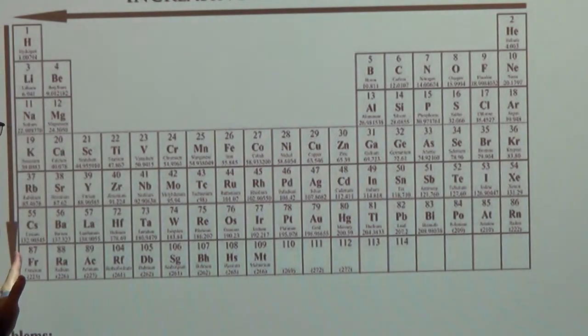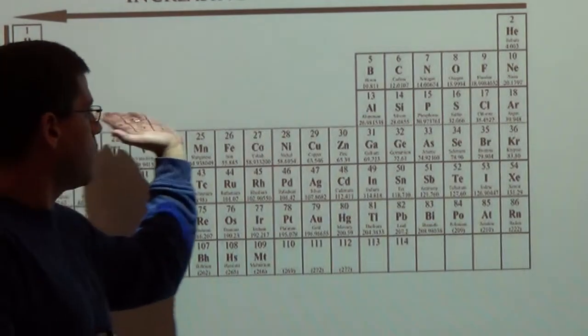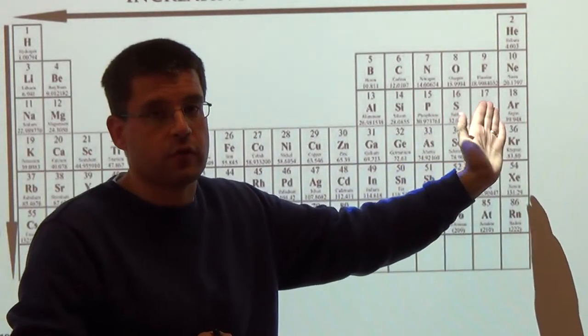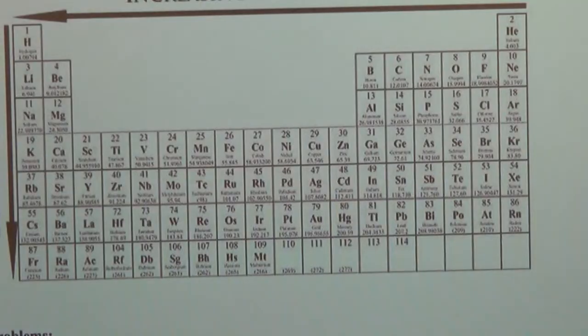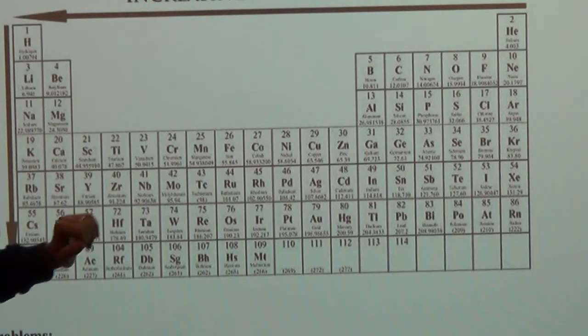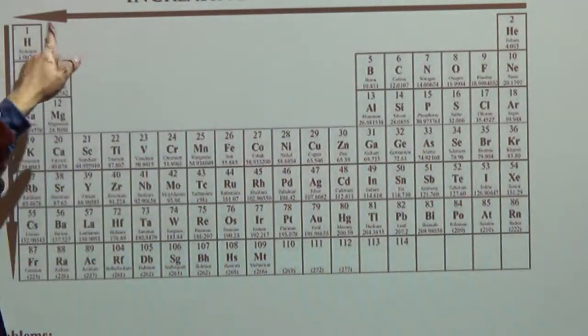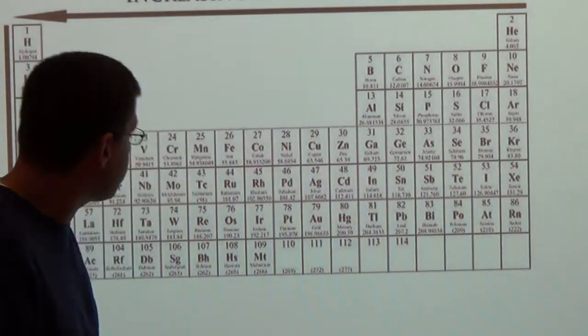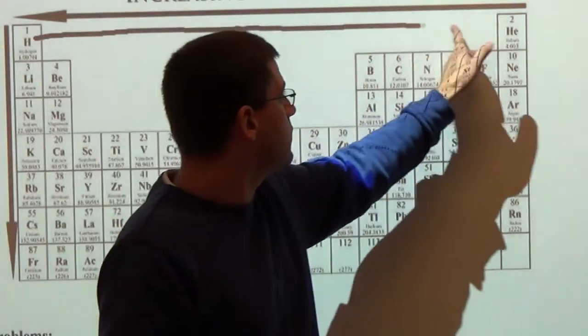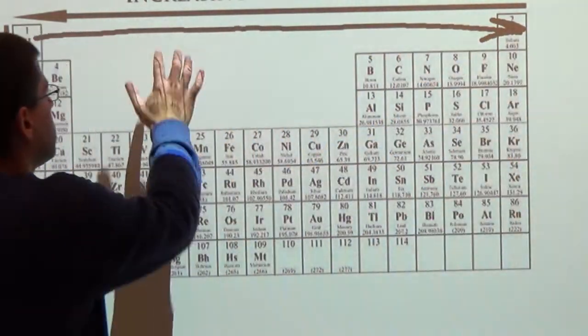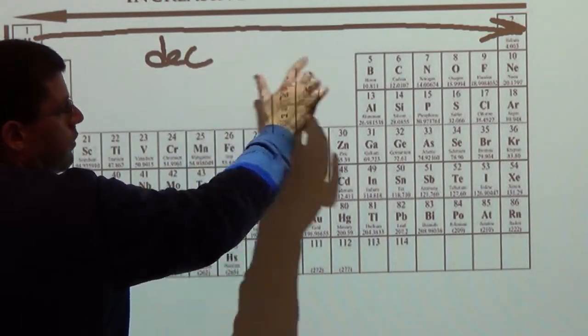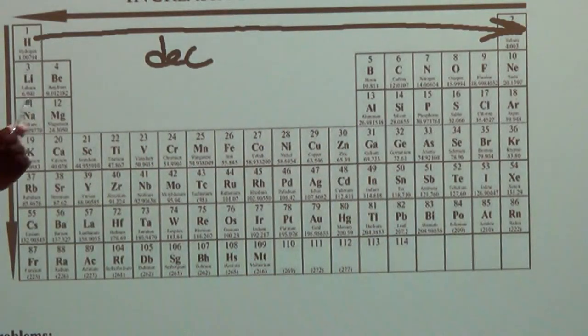As you go down a group, the radius increases. As you go across a period, the radius decreases. So I provided this chart. Radius gets larger as you go down. Radius gets larger as you go this way. And you can also say this: radius decreases as you go across a period. Okay, so you can write that up there if you want to.